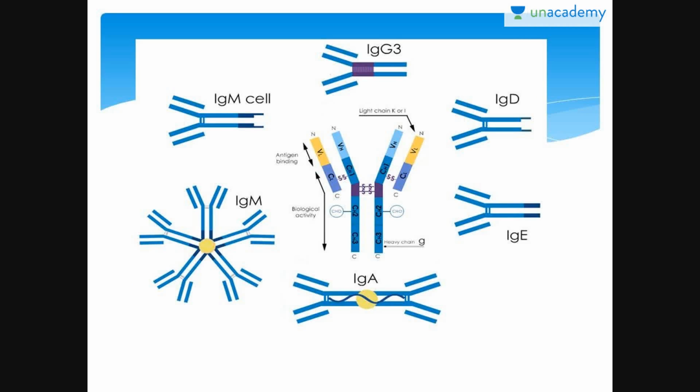This is the structure of the antibodies, and this is what it looks like. There is IgM, IgD, IgE, IgA. The antibodies have four polypeptide chains: two small chains called light chains, and two longer chains called heavy chains, and an antibody is always represented as H2L2. Different classes of antibody produced in the body are IgA, IgM, IgD, IgE, and IgG.